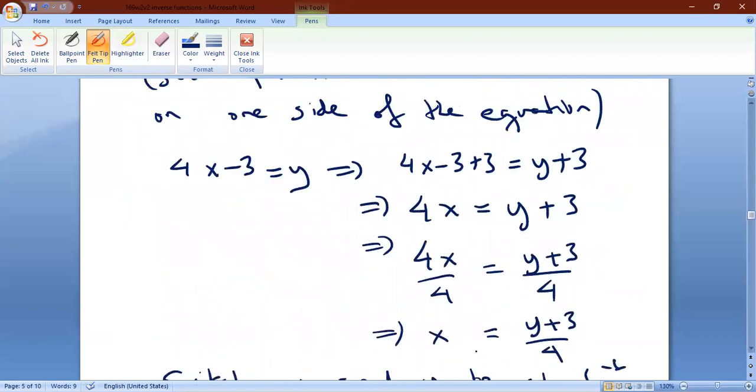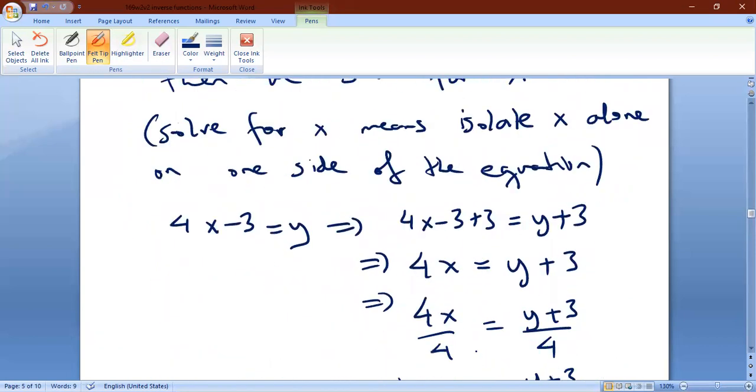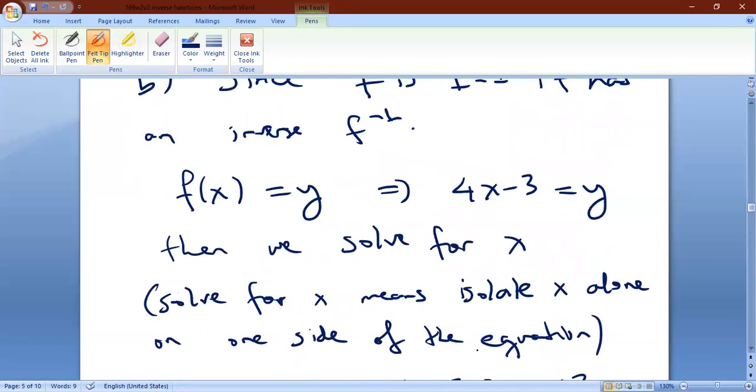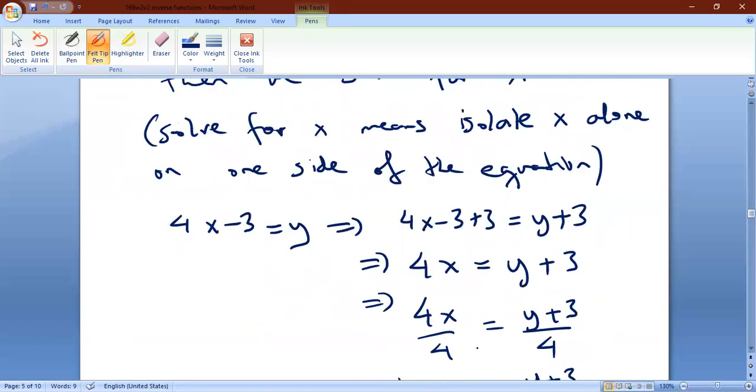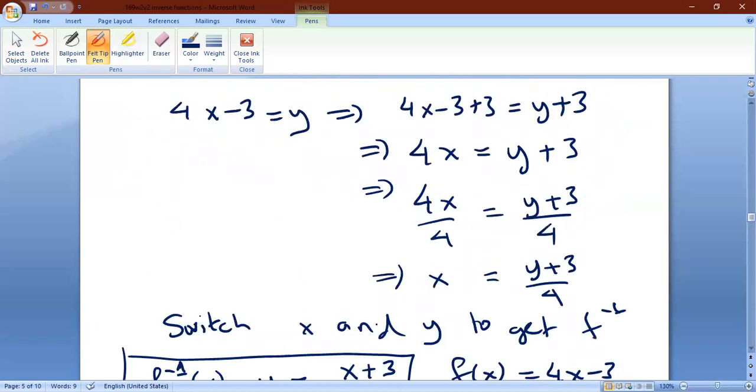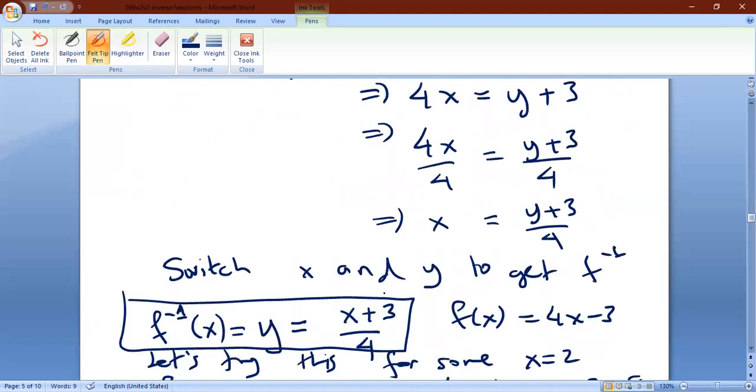And how do we find f inverse? We write the equation 4x minus 3 equals y, and then we solve for x, which means we try to isolate x alone on one side of the equation. So we don't want the minus 3, so we add 3 to both sides. And then we don't want the 4, so we divide both sides by 4. And then we have x alone. And then on the other side, there is some y expression. And then we switch x and y to get f inverse.